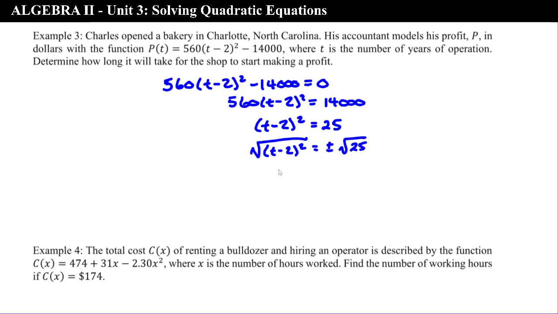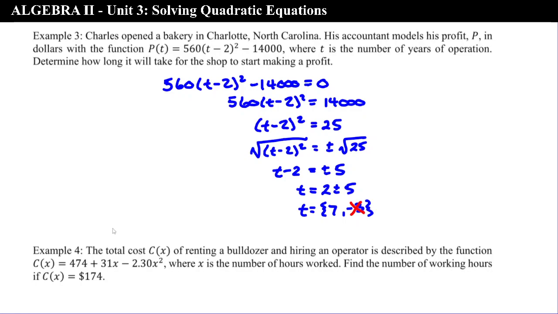And when we do that, we get t minus 2 equals plus or minus 5. So t equals 2 plus or minus 5. So t is either going to be 2 plus 5, which is 7, or 2 minus 5, which is negative 3. But which of these solutions can we throw out? Well, time can't be negative. We can't go back 3 years and start making a profit. So we're going to throw out the minus 3, and so that leaves us with 7.